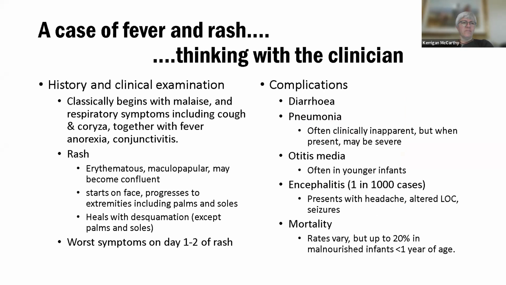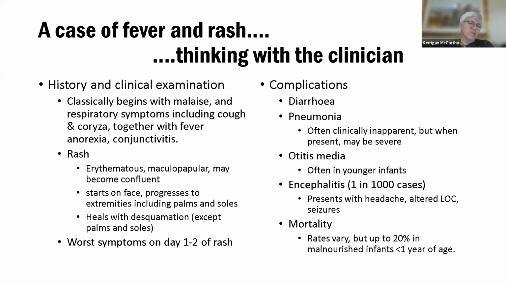So how does measles begin clinically? Classically, it begins with a non-specific prodromal illness with malaise, fever, and a progressive development of cough and runny nose or coryza, loss of appetite and fever, and sometimes conjunctivitis. The rash usually starts on the face and upper arms and neck and progresses to the extremities and will include a rash on the palms and soles.